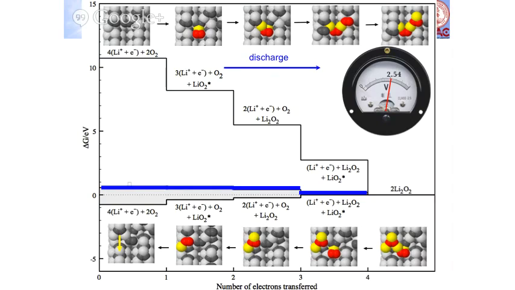Now, the story is similar when you want to charge. When you want to charge, this thing goes down further, and it is the highest potential at which the reaction scheme is downhill in free energy to go from product to reactant. So that's the charging cycle.